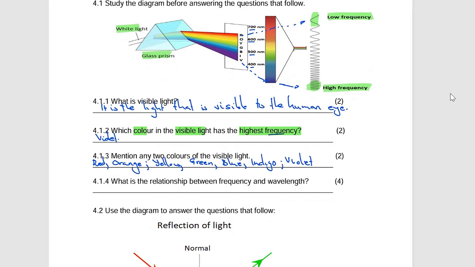Then, what is the relationship between frequency and wavelength? So the relationship is that the longer the wavelength, the lower the frequency.